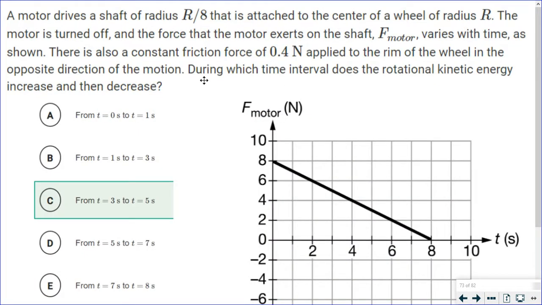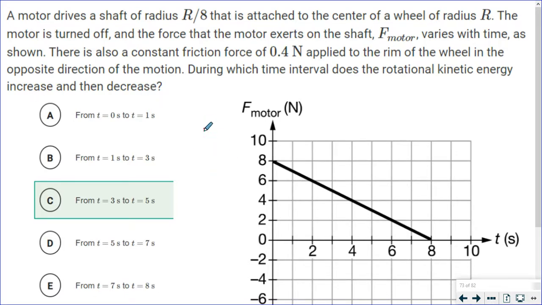Okay, our next one. A motor drives a shaft of radius r divided by 8 that's attached to the center of a wheel of radius r. The motor is turned off. The force that the motor exerts on the shaft is F. So this would be still accelerating. It's a positive force. It varies with time as shown. There's also a constant friction force of 0.4 newtons applied to the rim of the wheel in the opposite direction of motion. During which time interval does the rotational kinetic energy increase and then decrease?